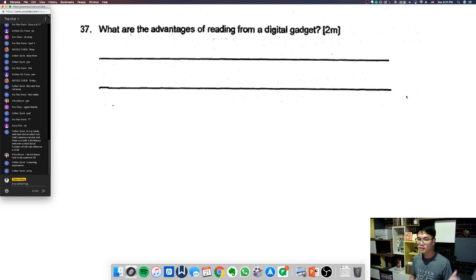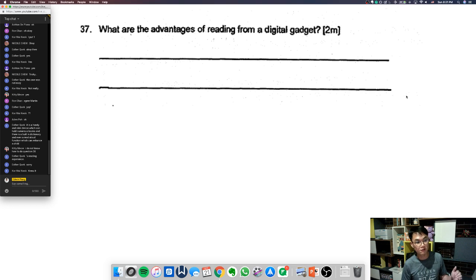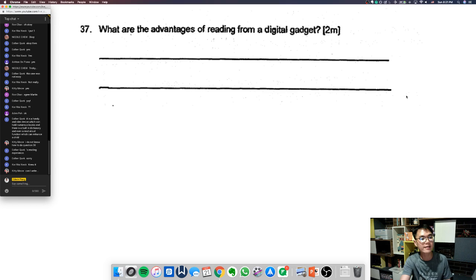Now, remember in common errors I talked about irrelevant information, right? We give a chunk of text and we hope that the teacher can pick up the answer from that big chunk of text. So this is an example of something that you should not do. Thanks, Martin, for sharing, but be very careful. My question is, what are the advantages? Your answer should be, the advantages are, right? I shouldn't start with, it is a handy and slim device. I didn't ask you what kind of a device this reading or digital gadget is.